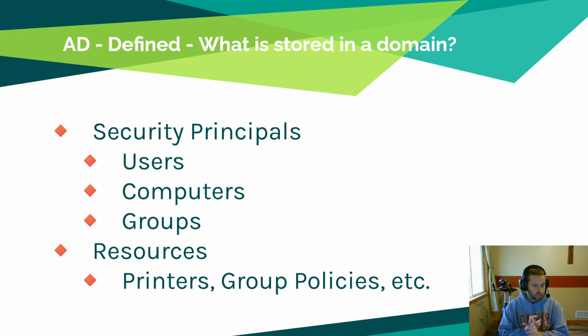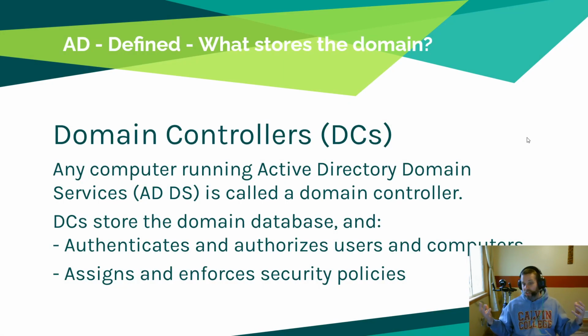I have computers. What computers are in there? Each computer has an intrinsic computer account that it can use to log into our domain. And I have groups, which are groupings of things such as users or computers together. It allows me to do permissions and stuff like that on a group rather than on individual people. I also have resources, printers you might see in domains, group policies, which are like security policies or configuration policies on a computer. That might be stored in a domain.